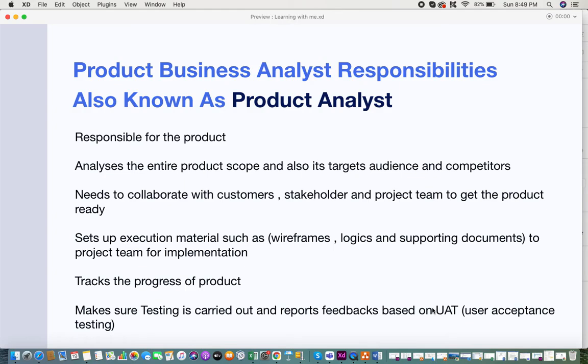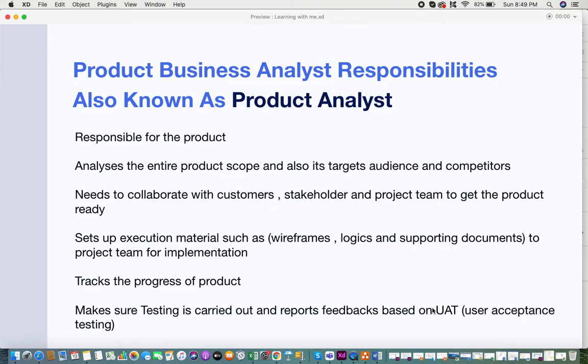Next is that you need to collaborate with customers, stakeholders and the project team to get the product ready. So you would be capturing the requirements of the product needed, and then also presenting it to the stakeholders so that the stakeholders are on the same page as you and your team. And also you should be able to connect with your project team in order to get the product ready.